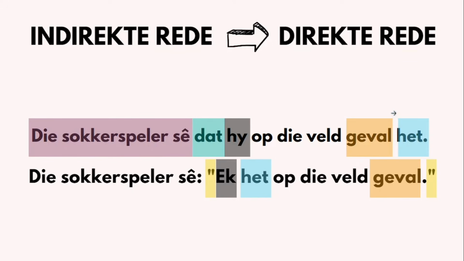Okay, so how do we put it back together? First things first, remember the punctuation. Okay, that first, then inverted comma second, and then that last. Okay, now the main sentence is that hy is the sokkerspeler. So when he's talking in his own words, you're going to use ek. Number 2, go fetch the verb that got placed at the end, put it in the V1 spot. Ek het op die veld geval. Verb 2 stays the same.